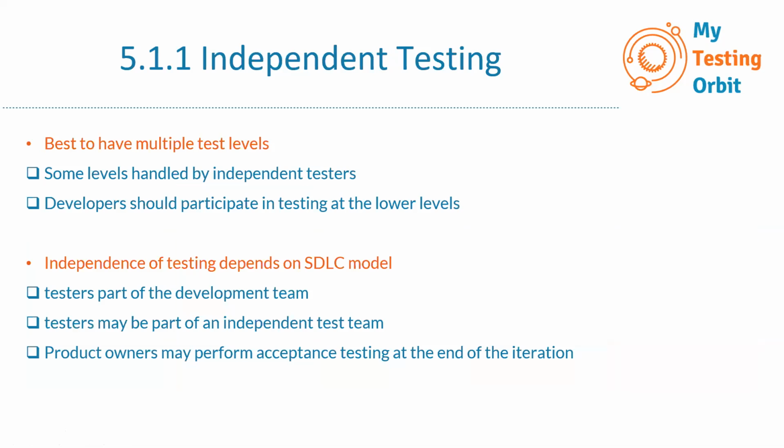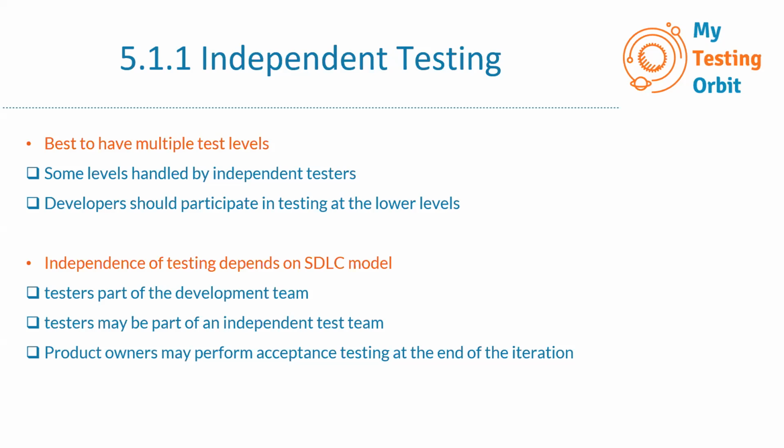Okay, so first of all, it's always best to have testing at multiple levels. We went through the levels of testing earlier. So it's better that whenever we are planning our testing, we plan for testing at different levels, and at different levels, of course, the independence of testing would be different. So let's say if you're talking about system testing, then system testing will be best handled by independent testers, maybe in the same company or maybe outside.